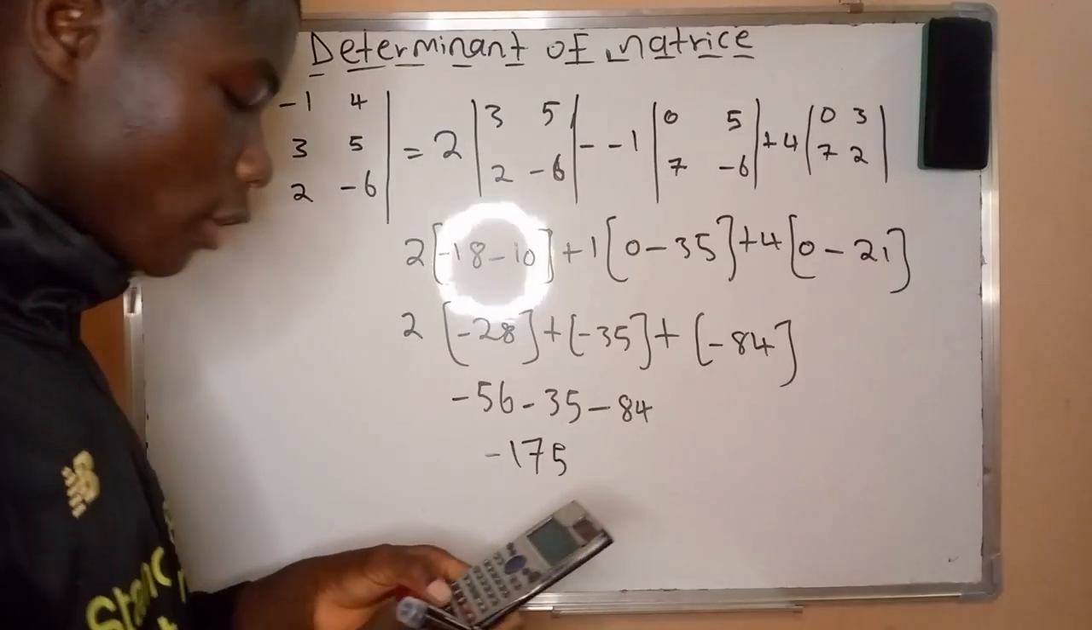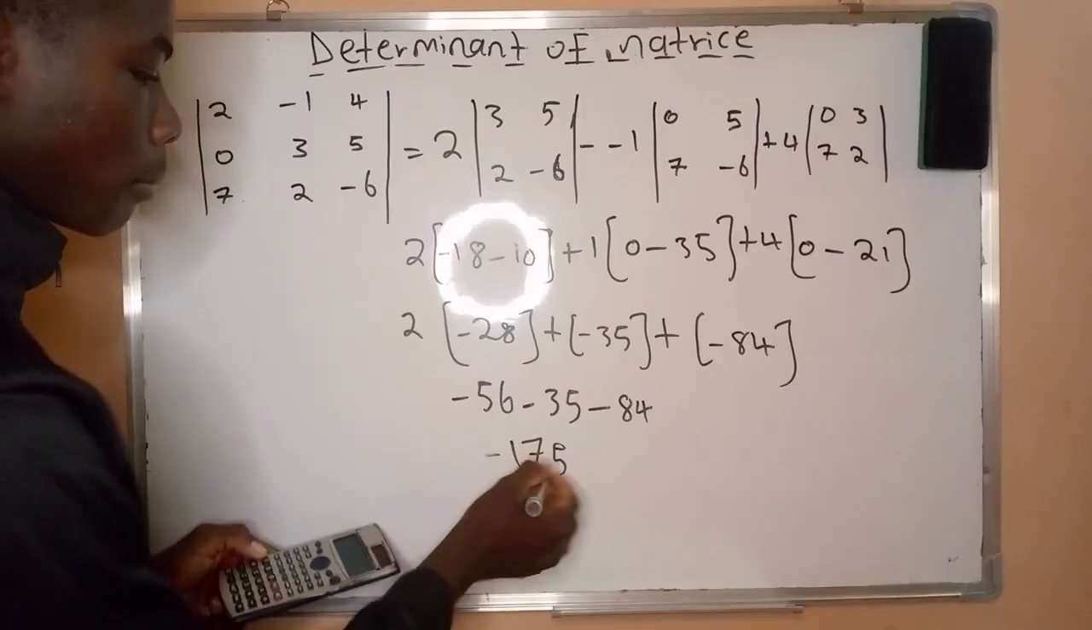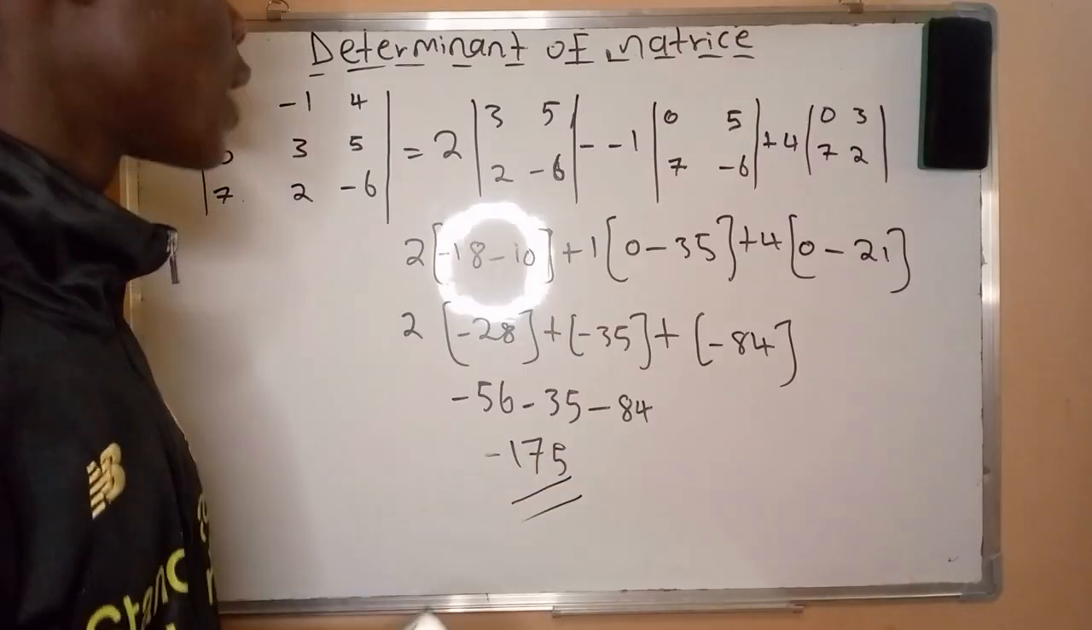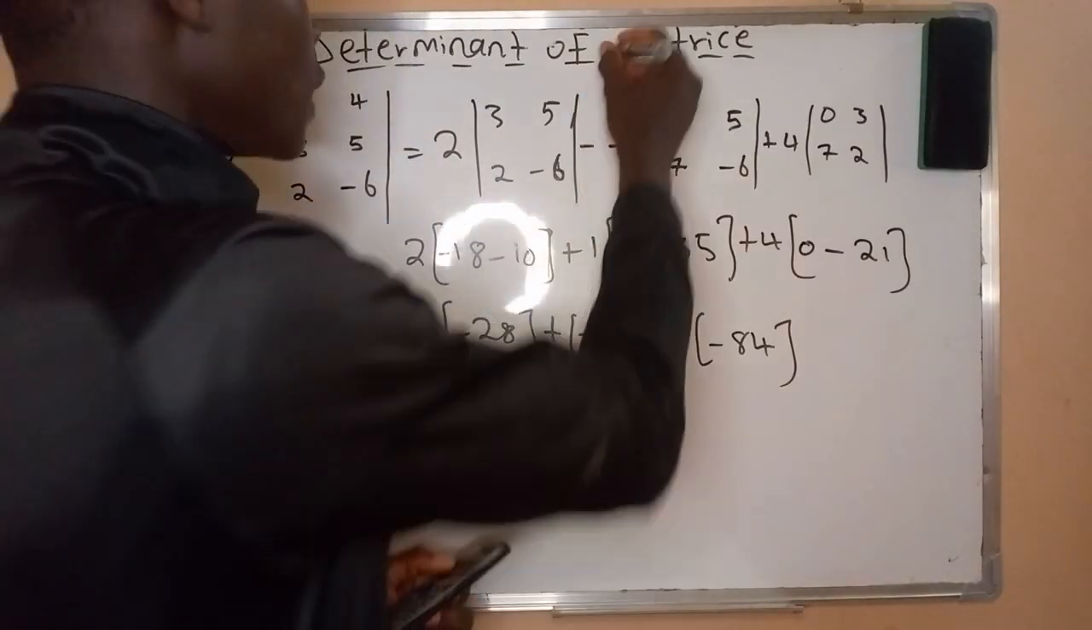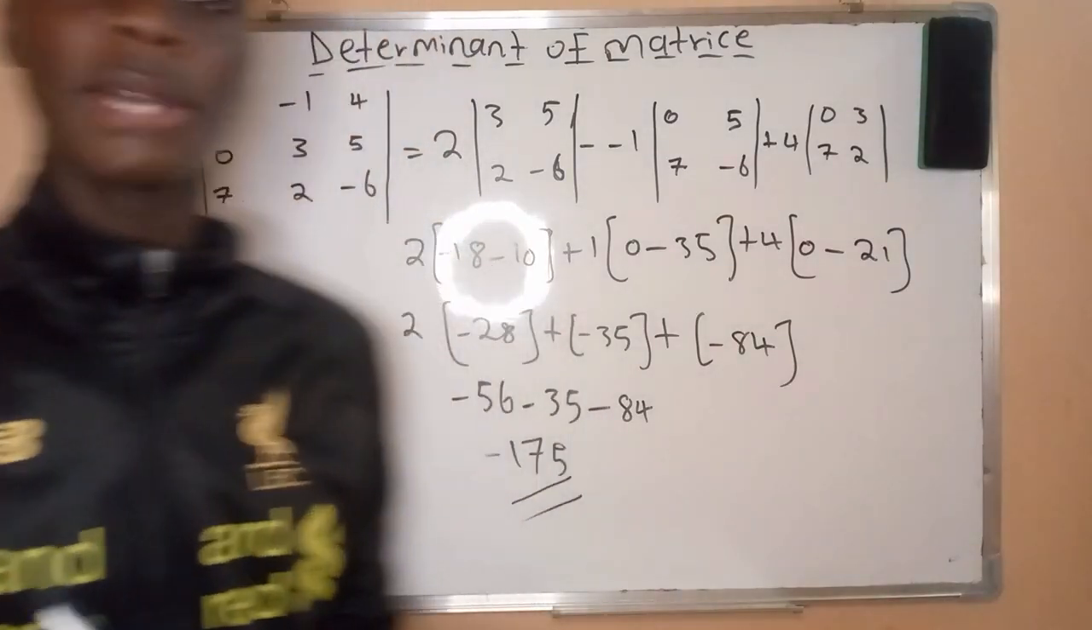But let me check it again. Minus 56 minus 35 minus 84, it is minus 178. So therefore this is the end of this video on the determinant of a matrix. How to find a 2 by 2 matrix, 3 by 3 matrix.